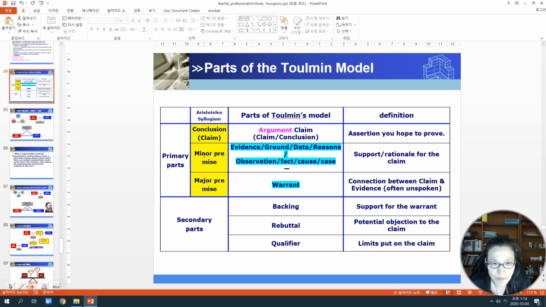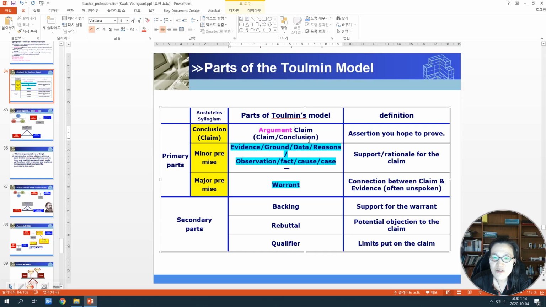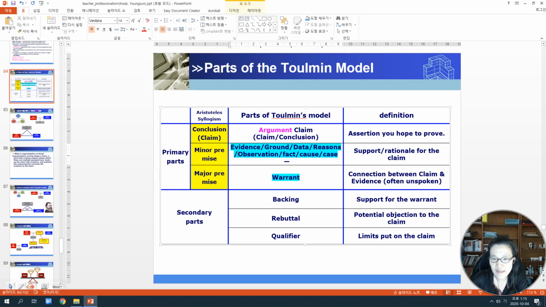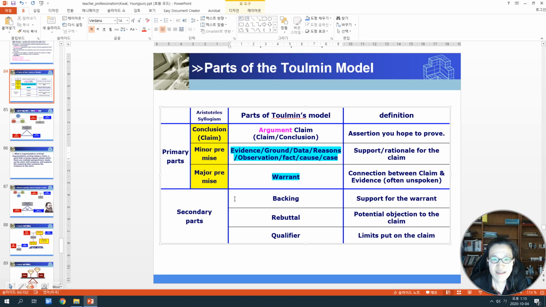Using syllogism, Toulmin proposed his argumentation model, which consists of claim, also called conclusion. The second component is ground or data, observation, fact, etc. And the last one is warrant. So you can see the similarity or the matching part between Aristotle's syllogism and Toulmin's argumentation model.